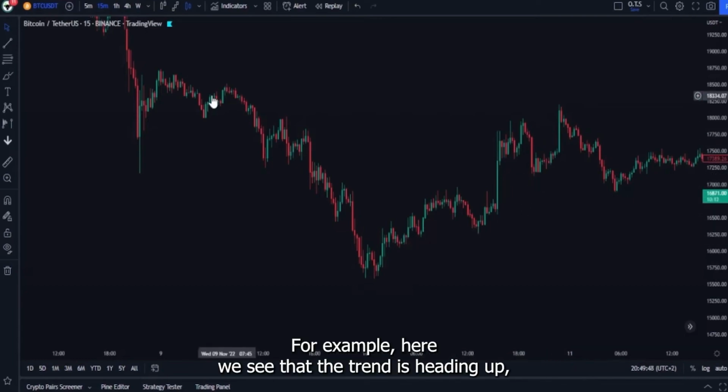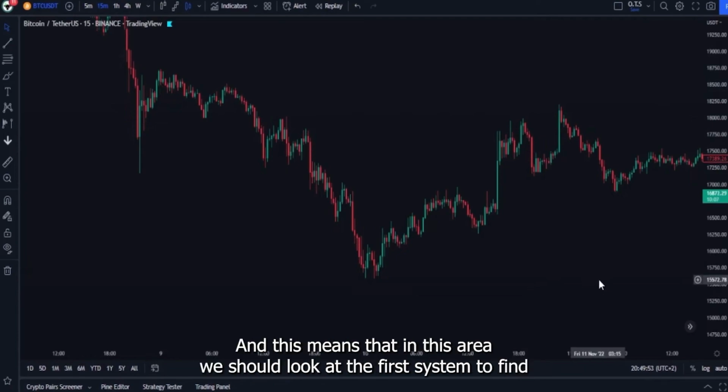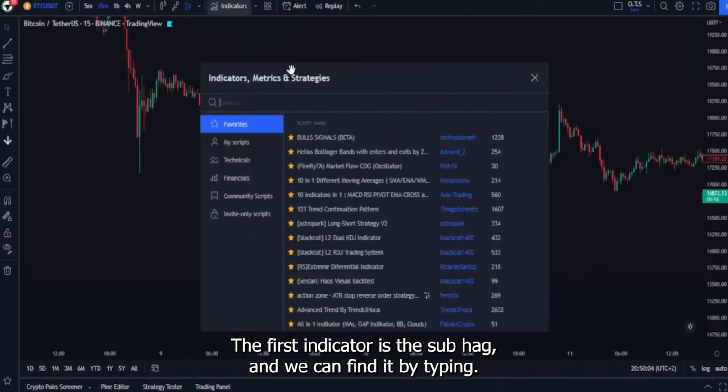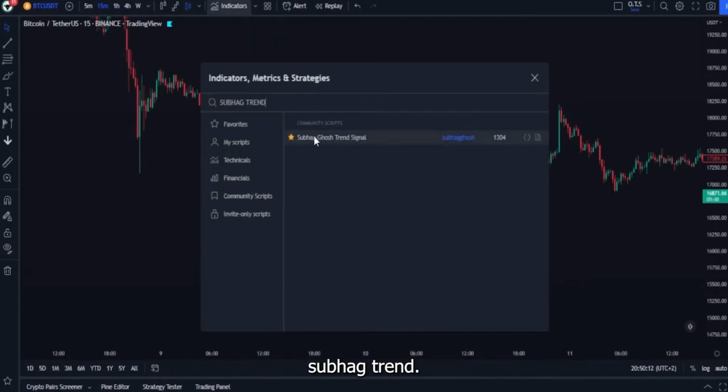For example, here we see that the trend is heading up, but here the trend is heading in a downward direction, and this means that in this area, we should look. The first system to find out the direction of the trend is a system that consists of two indicators. The first indicator is the Subag, and we can find it by typing Subag trend.